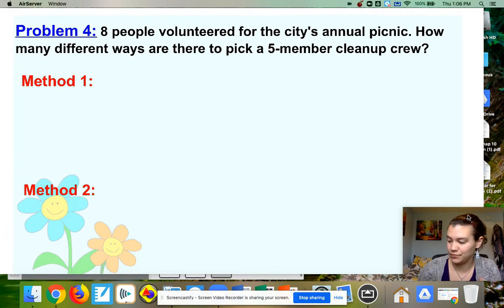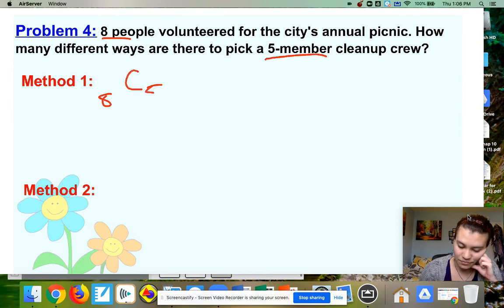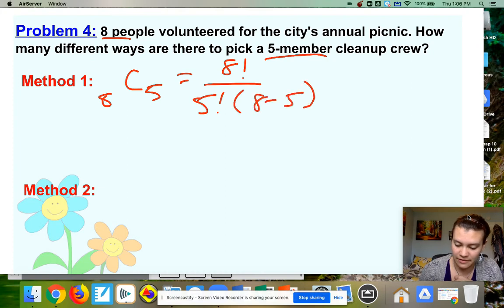Okay, so here there's 2 options again. You can do 8. People are volunteering. We want to get a 5-member crew, but it doesn't matter who was picked first. You're still going to be on the same crew. So 8 factorial over 5 factorial times 8 minus 5 factorial, you get 8 factorial over 5 factorial times 3 factorial.